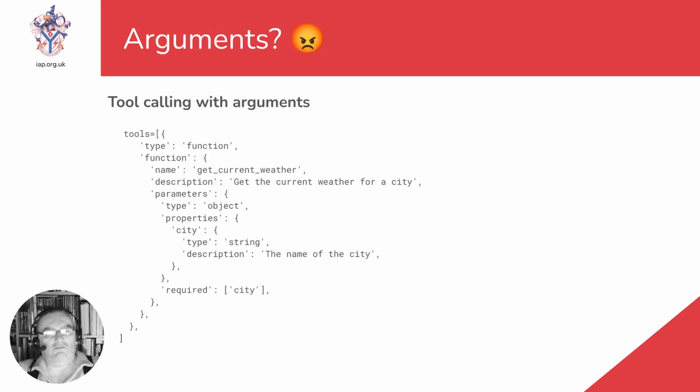A model can invoke tools with arguments too. This is an example tool definition from the Ollama blog. It takes a single required parameter that is the name of a city and returns the current weather for it. The definition provides all of the information the model needs to understand how it should request the tool.